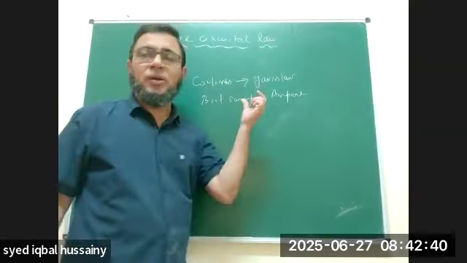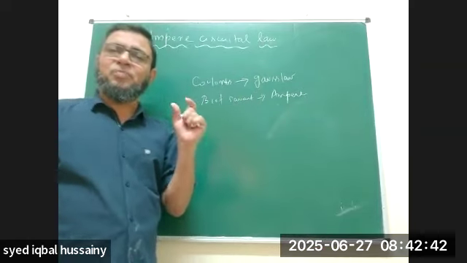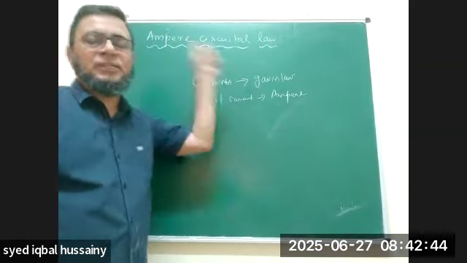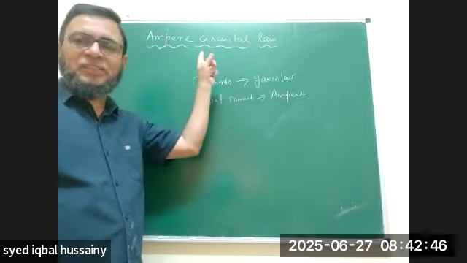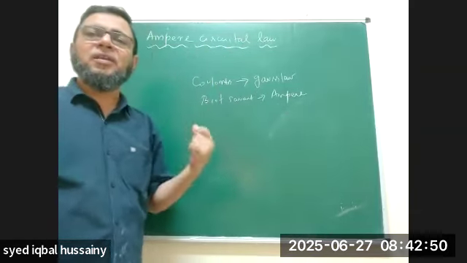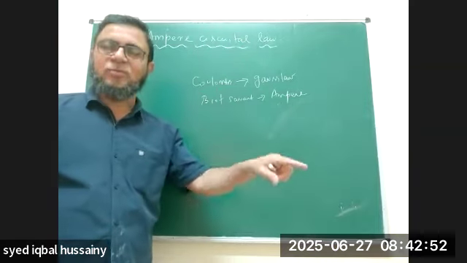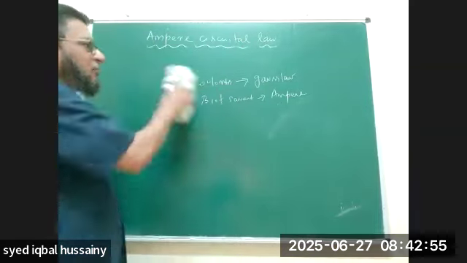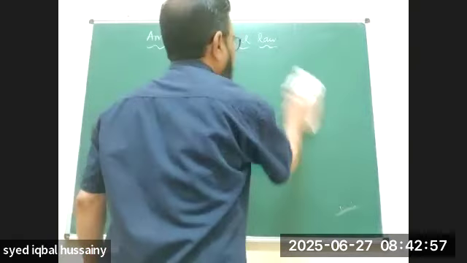Like that, now we are going to study one more very important, beautiful law, which is called Ampere's circuital law. If you understand this Ampere's circuital law, by using it we are going to calculate the magnetic field. Again, we have to go to the magnetic field. So, the statement. Please take down the statement.